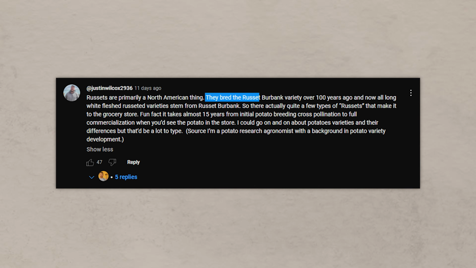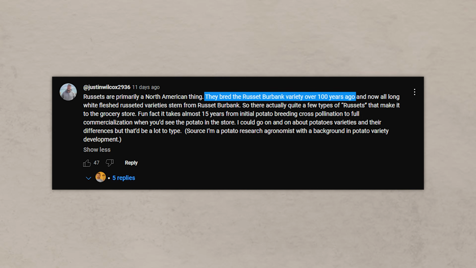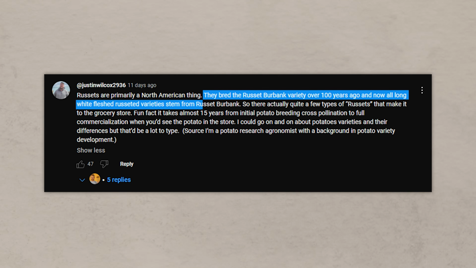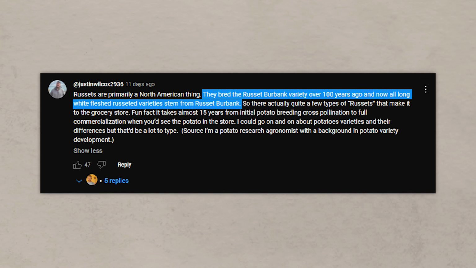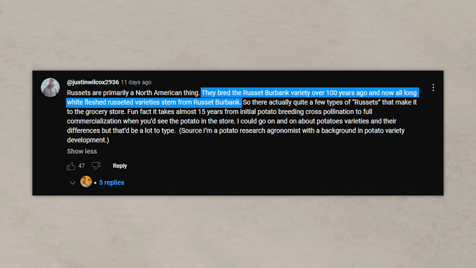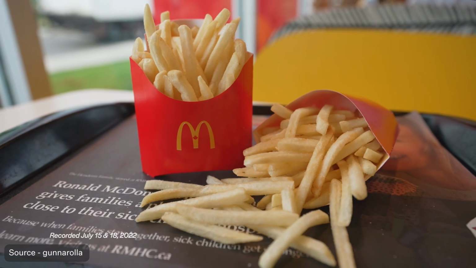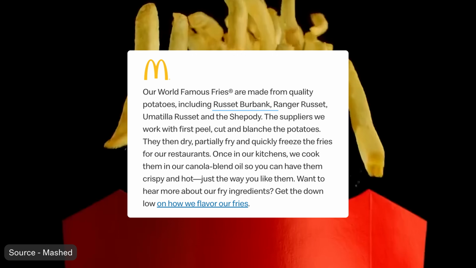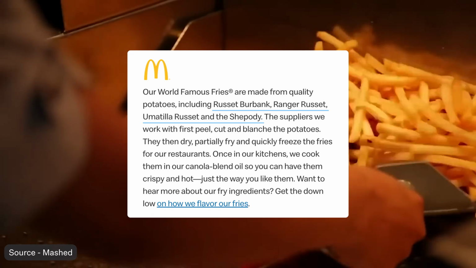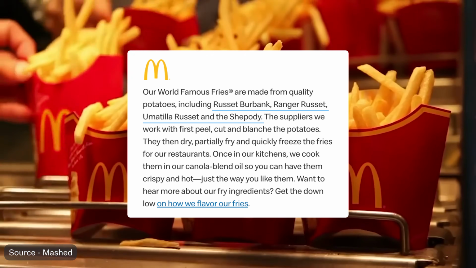And to me, this is pretty interesting that russets are so popular in the United States, because Justin in the community post let me know that russets are primarily only available in North America. The Russet Burbank variety itself was bred over 100 years ago, and now all of the long white fleshed russet potato varieties stem from that original, and there are quite a few types of russet potatoes that can make it to the grocery store in fresh potatoes or a potato product. McDonald's, for example, uses Russet Burbank, Russet Ranger, Umatilla Russet, and Shepody varieties for all of their French fries that are served around the world.